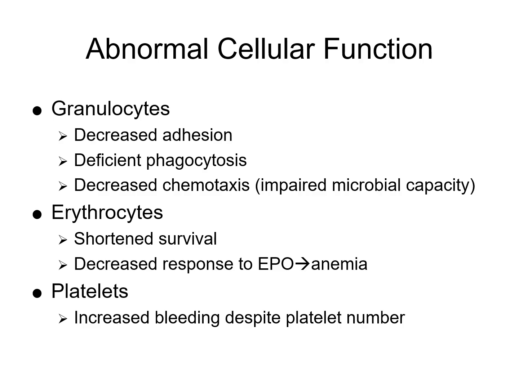capacity. For the erythrocytes, they may have shortened survival, so red blood cells are often destroyed prematurely, which can contribute to the anemia. We may also have decreased response to erythropoietin, so the bone marrow fails to respond adequately to erythropoietin stimulation, which will result in chronic anemia, which is often going to be transfusion dependent. Then we move on to platelets. So they may have increased bleeding despite normal or near normal platelet count. So platelets may be numerically adequate, but they are functionally abnormal. And this can lead to easy bruising, prolonged bleeding, and mucosal hemorrhages.